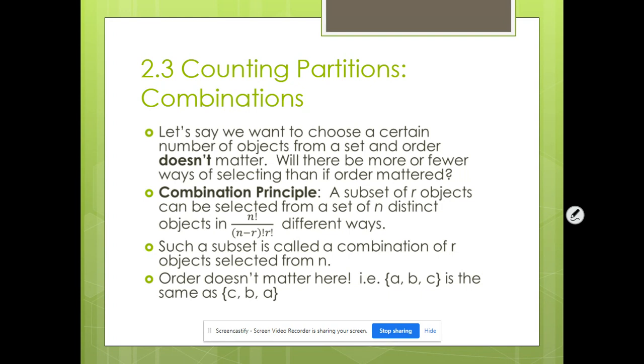Okay? So what we're going to be doing is basically choosing a certain number of objects from a set, and it doesn't matter what order we put them in at all. It's like our subset, basically, is what we're doing. We're choosing subsets. Okay, so this combination principle here, and we've got a formula. A subset of R objects can be selected from a set of N distinct objects in that many different ways.